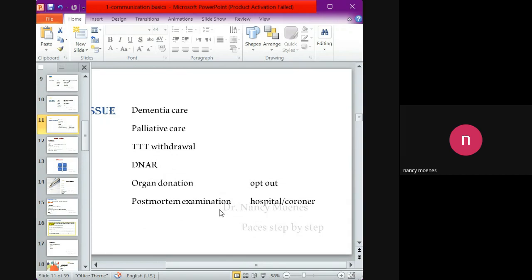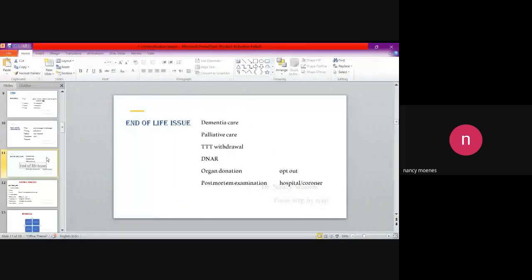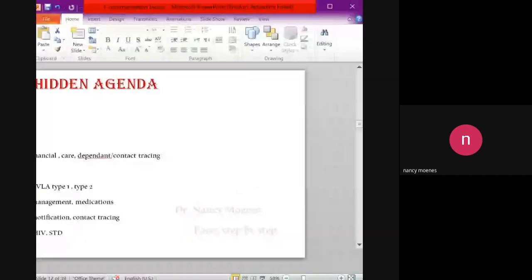Then the postmortem examination: it is either a hospital or a coroner postmortem, needed after the patient dies. For a hospital postmortem, the doctors or the consultant want to know what happened, so we need consent from the relatives. But the coroner is something legal, with certain indications, and I don't need any consent from the relative. These are the main community scenarios. Of course there may be some added scenarios, but these are the main issues.